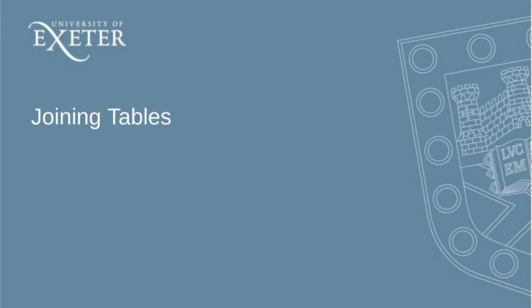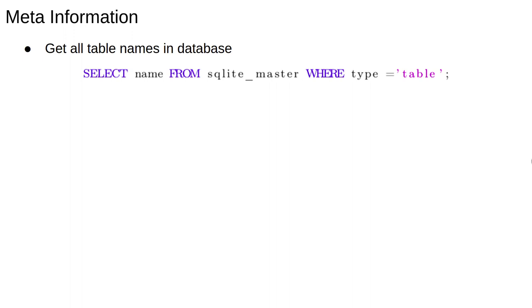In this video, we'll talk about joining tables to perform more complex queries. First note, you may sometimes end up with a database and no entity relationship diagram, or maybe an incorrect one. For example, the table or column names in the diagram could be wrong. You can obtain information about the database itself using SQL.